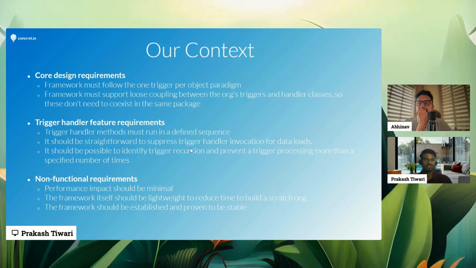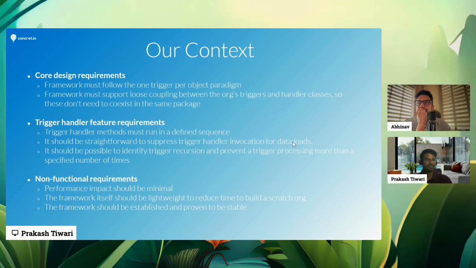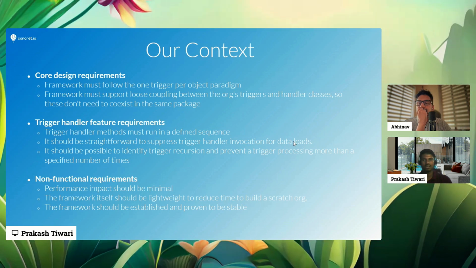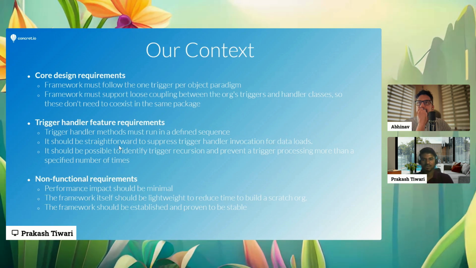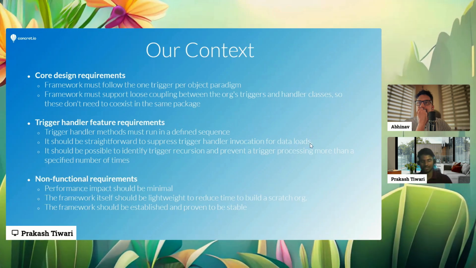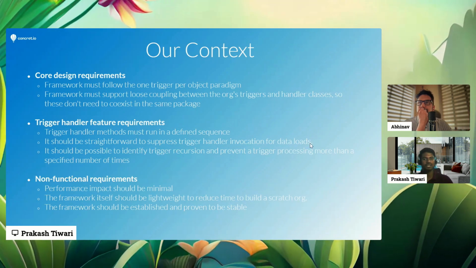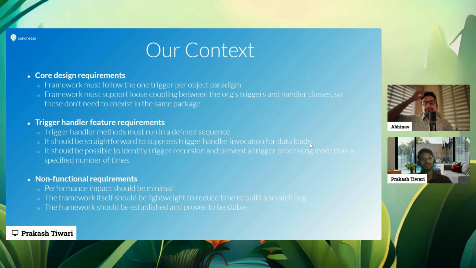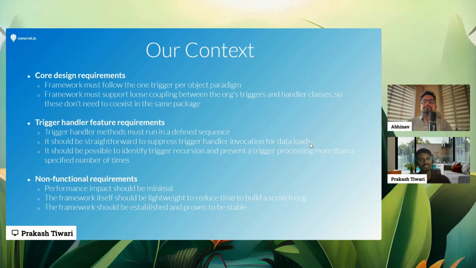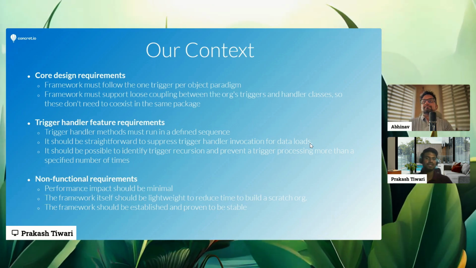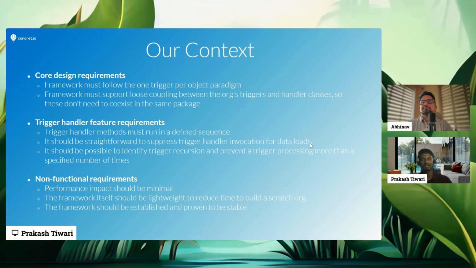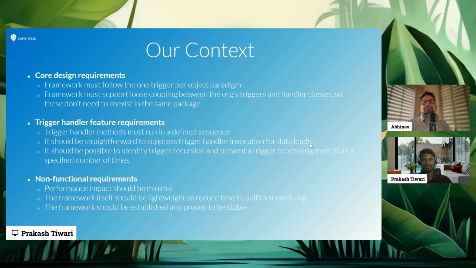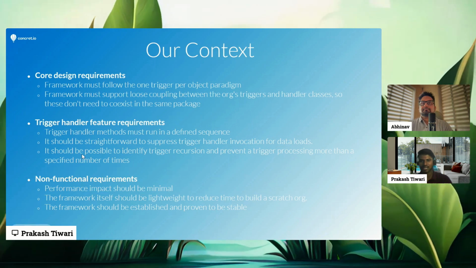And it should be straightforward to suppress the trigger handler invocation for a data load. Let's suppose I want to do the data loading, and at that time I don't want to execute my Apex trigger, or maybe the actions which send an email and so on. So I don't want that for the data load. So I can go and easily configure this feature. We need it on the configuration side.